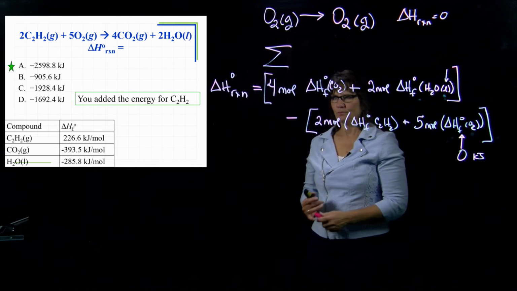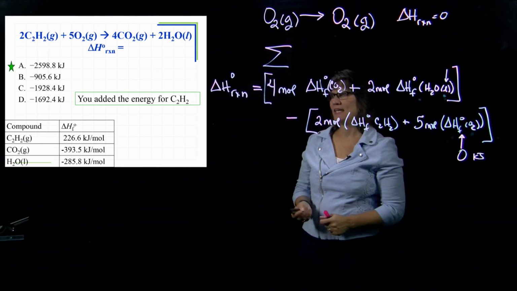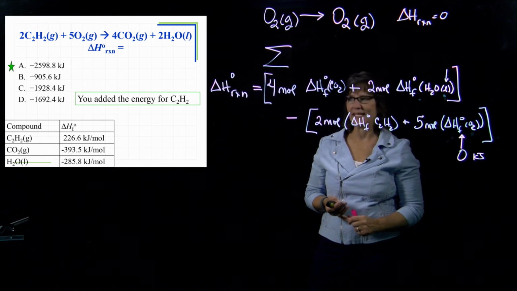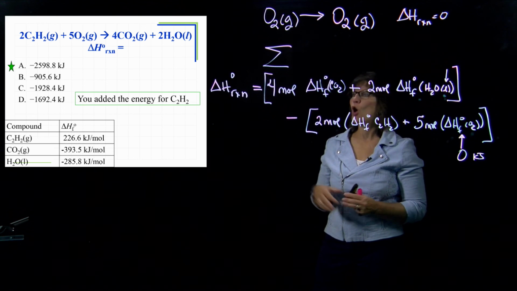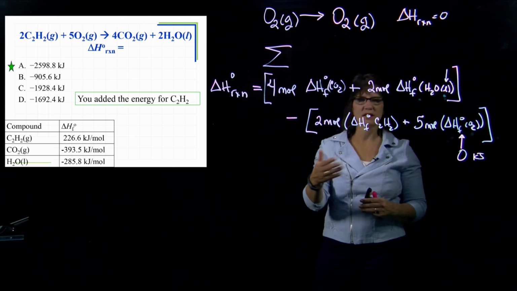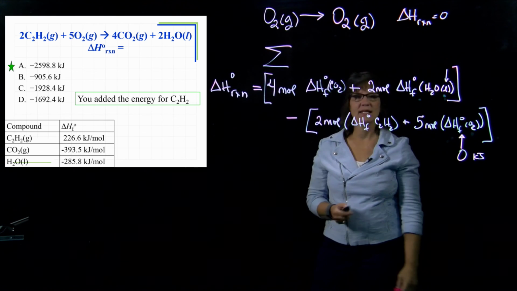So go back and see if you can redo it and get that negative 2598.8 kilojoules for your answer. And if you have any problems with this, let me know. We'll see other variations of this in class and work on this some more when we practice in class.